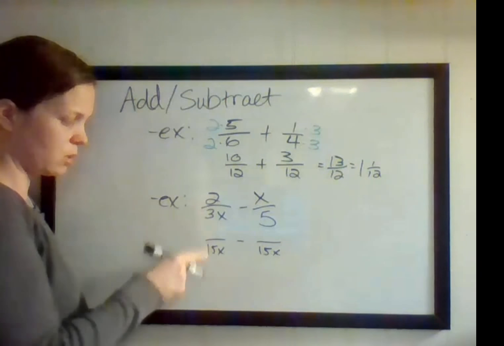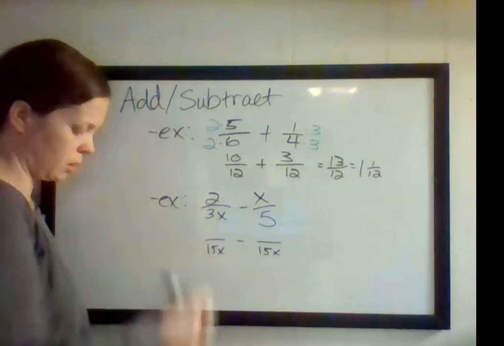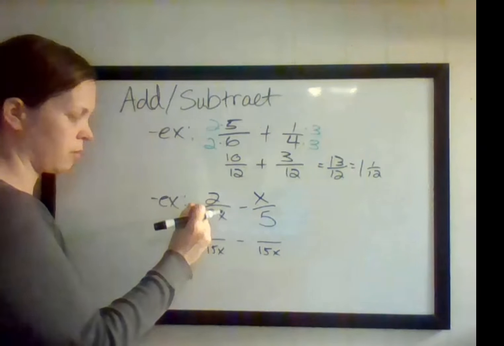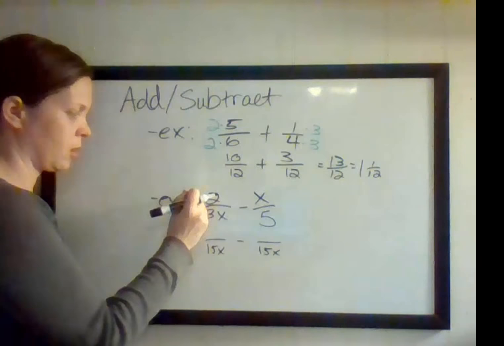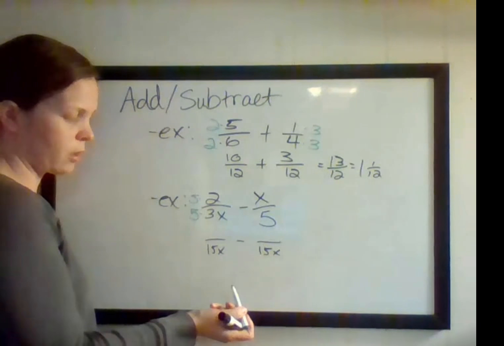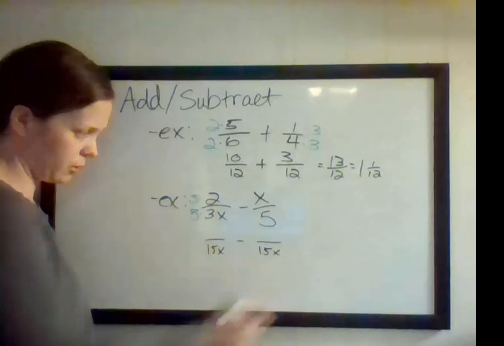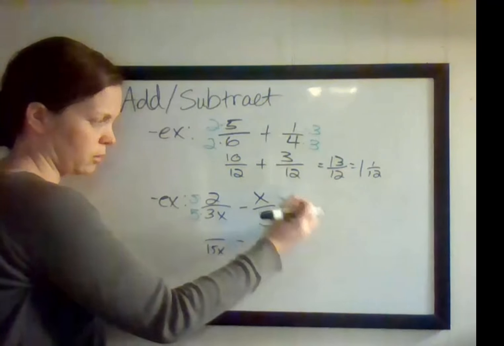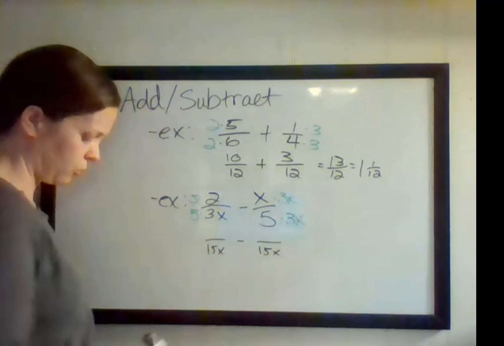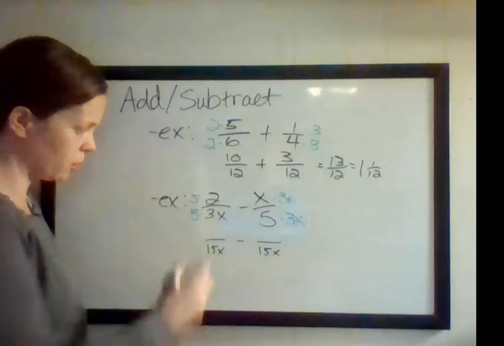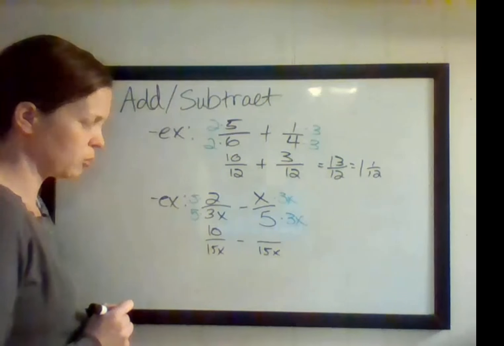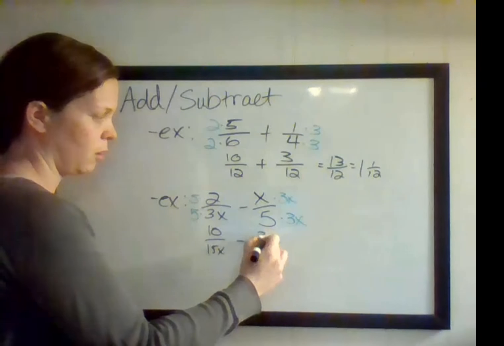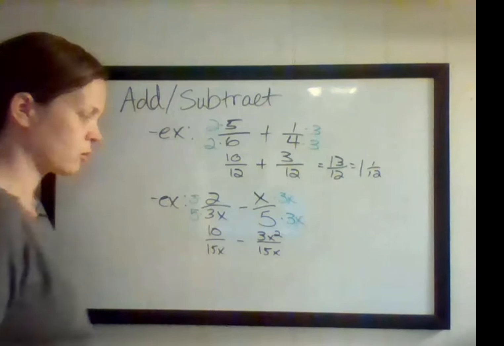If I look at this one, what's missing? How do I get 3x to be 15x? I'm going to multiply by 5. Same thing on top. In the second fraction, how am I going to get 5 to be 15x? I'm going to multiply by 3x. So in my first one, I'll now have 5 times 2, 10, and x times 3x, 3x squared.